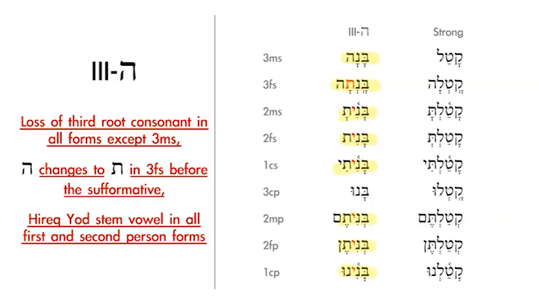In each of those forms, the he is dropped out and is replaced by a hireq yod. And here's a little secret about third he verbs. Third he verbs used to be third yod. That is, instead of bana, it was banai. And over time, all of those third yod verbs converted to third he.